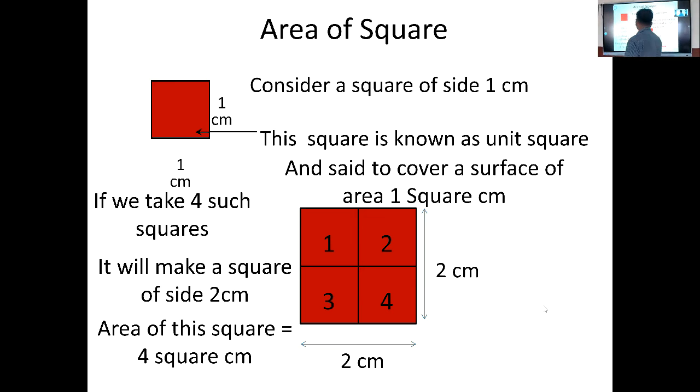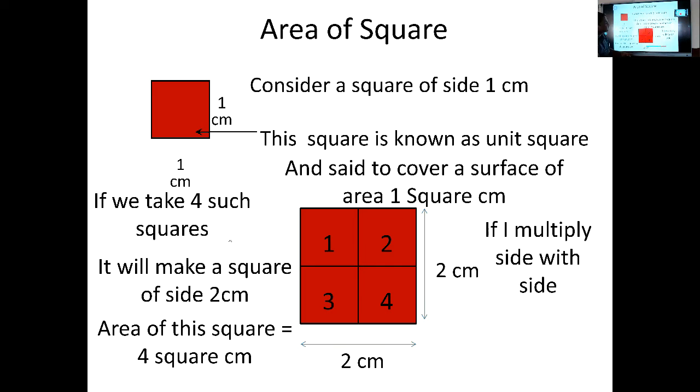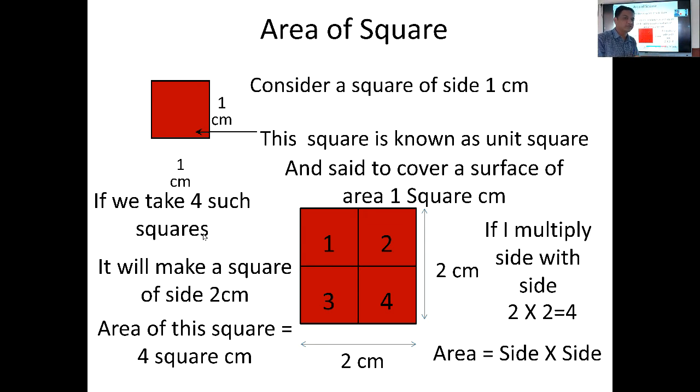Now, see what magic we have. If I multiply side with side, 2 centimeter with 2 centimeter, we get 4. And what is this? It is nothing but the area of the square. So how to find the area of a square? The area of a square can be found by multiplying side with side, or we can write it as side squared.